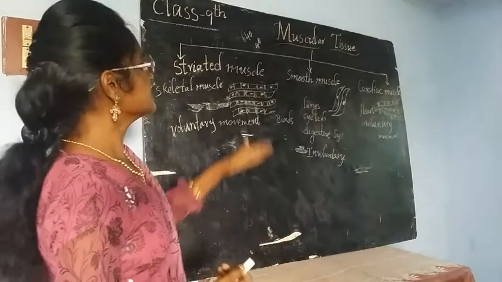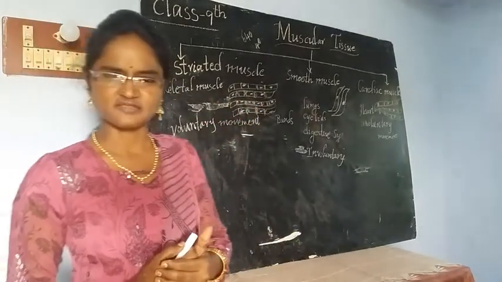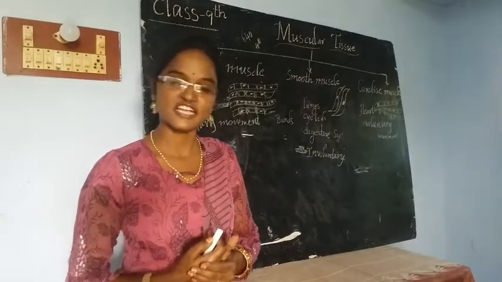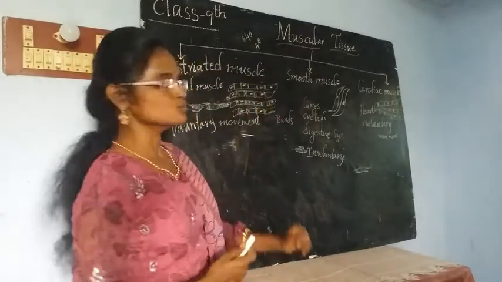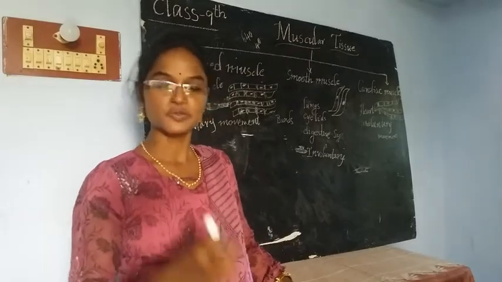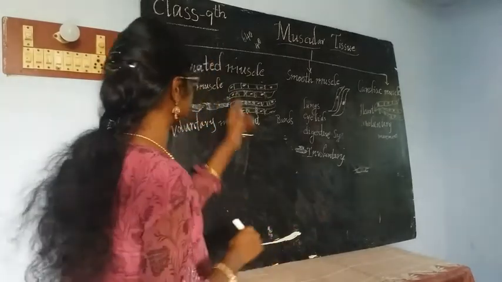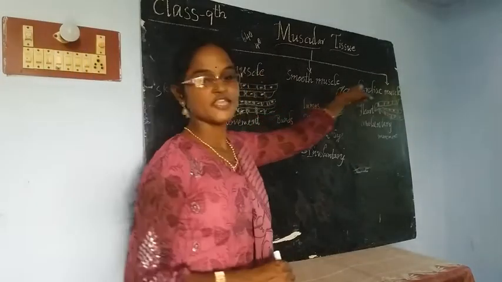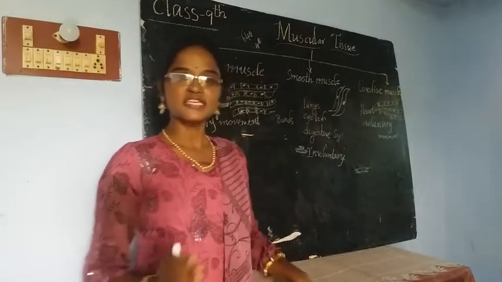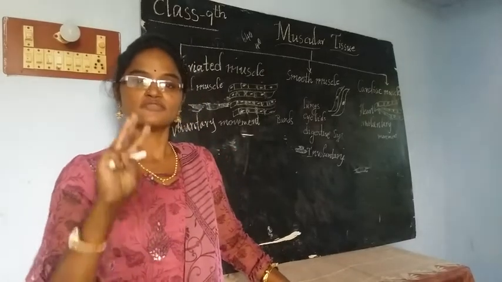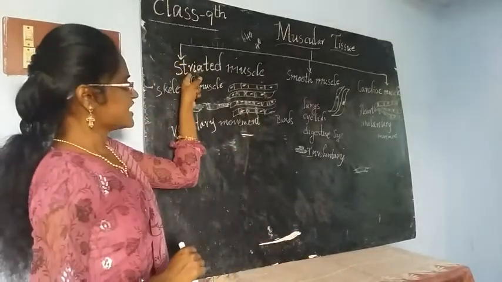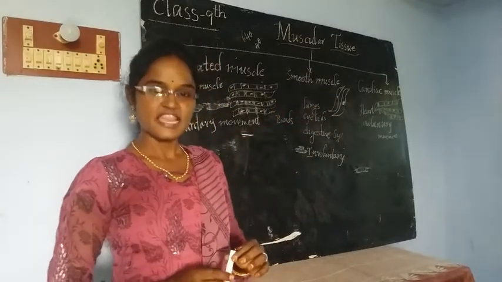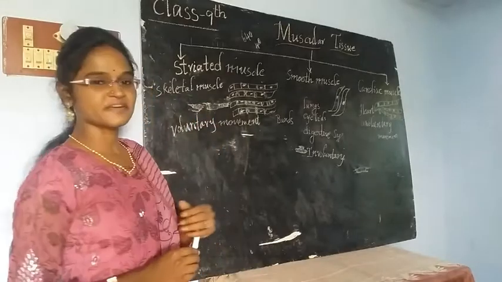Depending on the function, the location and the structure, muscular tissue is divided into three types. What are the three types? Striated muscle, smooth muscle, cardiac muscle. Totally, the muscular tissue is of three types: striated muscle, smooth muscle and cardiac muscle. Let's begin with striated muscle.